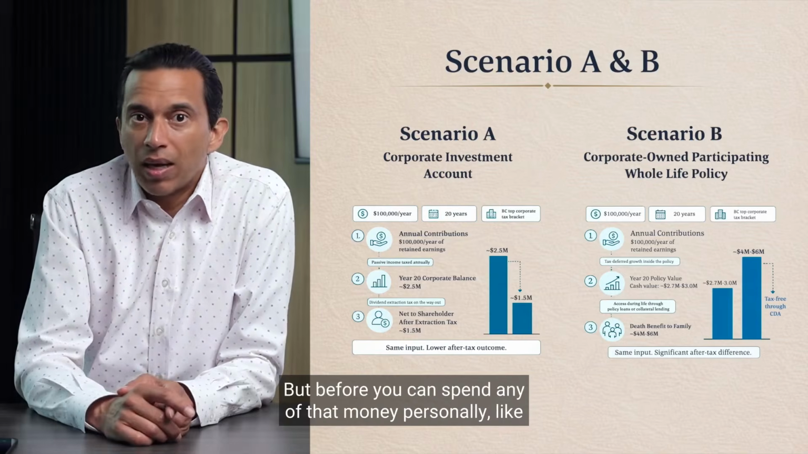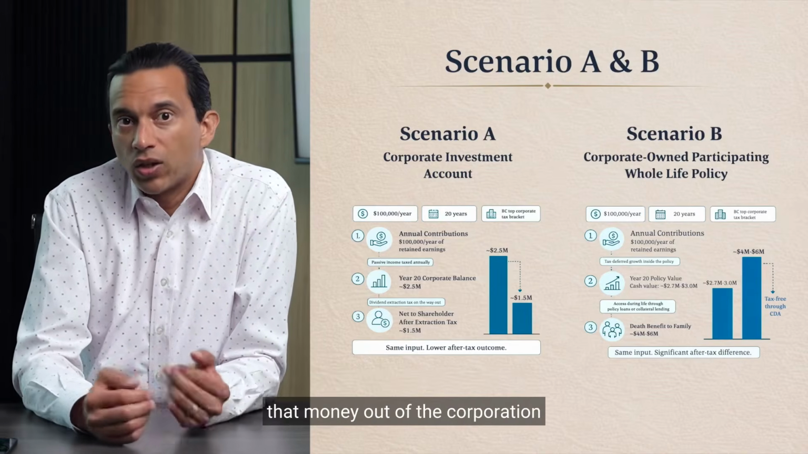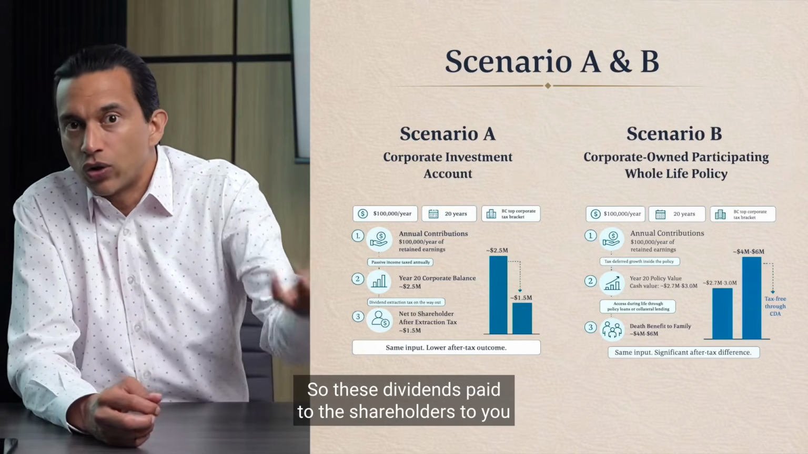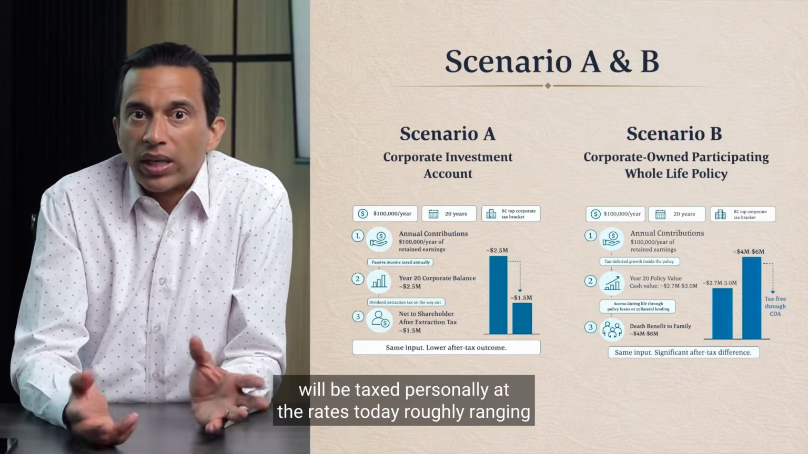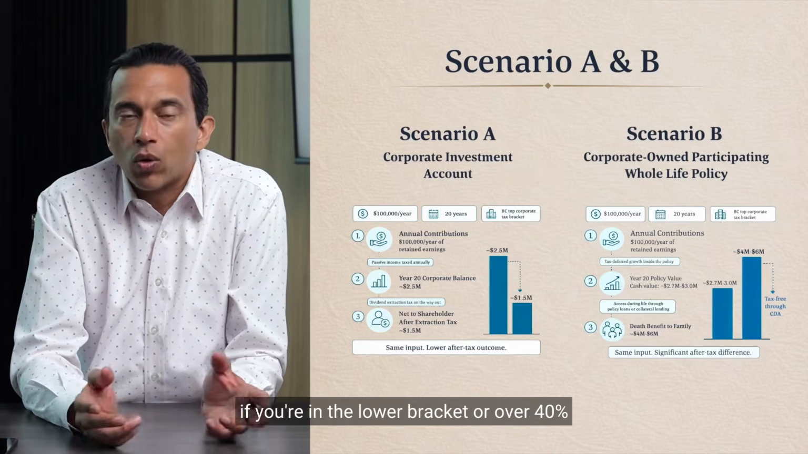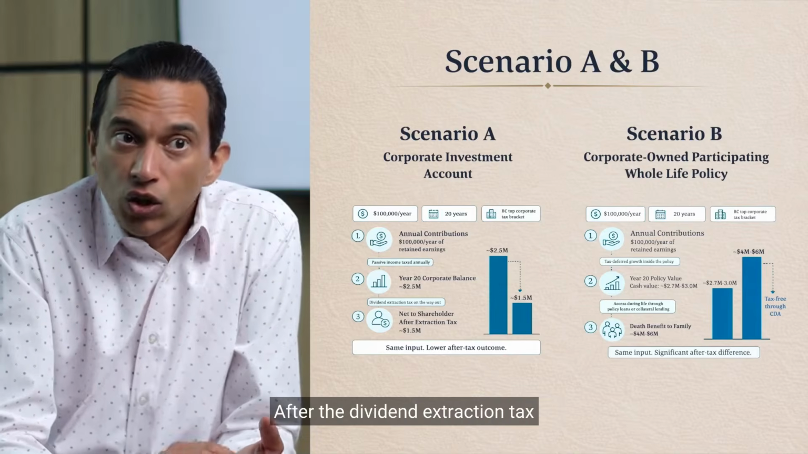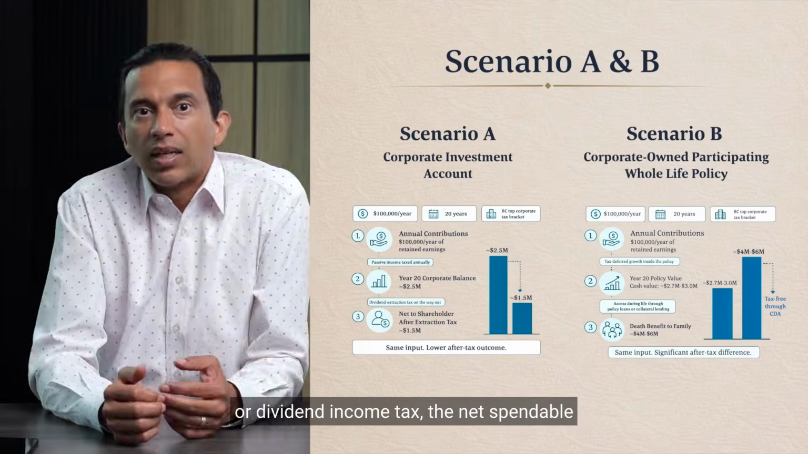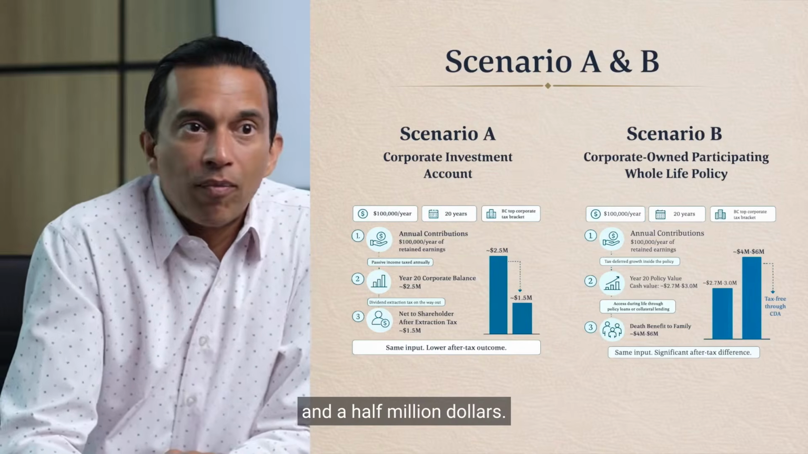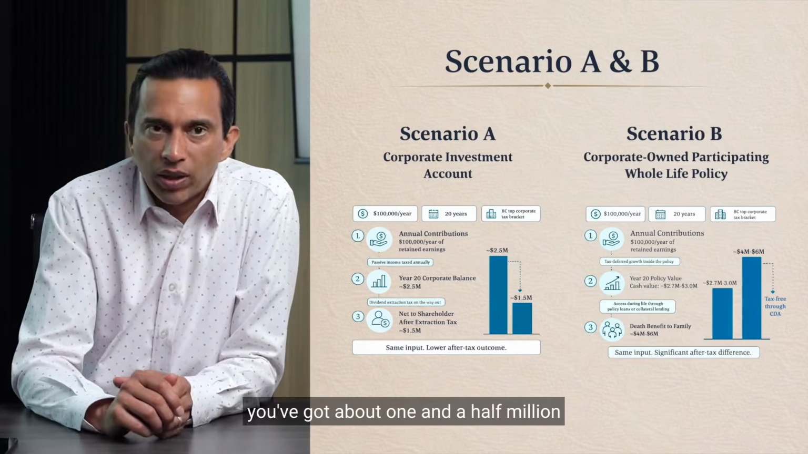But before you can spend any of that money personally, before you can take someone out for dinner, you need to get that money out of the corporation and into your own pocket. So you're going to pay yourself a dividend or salary. These dividends paid to you as the shareholder will be taxed personally at today's rates, roughly 25% for eligible dividends if you're in the lower bracket, or over 40% for non-eligible dividends if you're in a top bracket. After the dividend income tax, the net spendable in your pocket is approximately $1.5 million. So in scenario A, after you pay the money out to yourself, you've got about $1.5 million to spend.